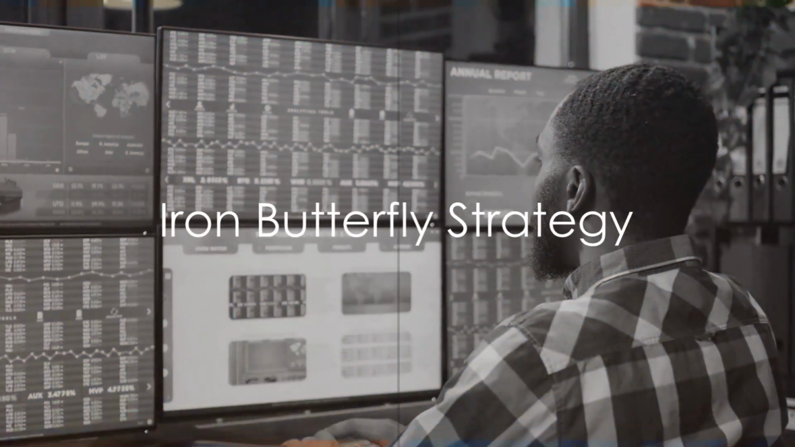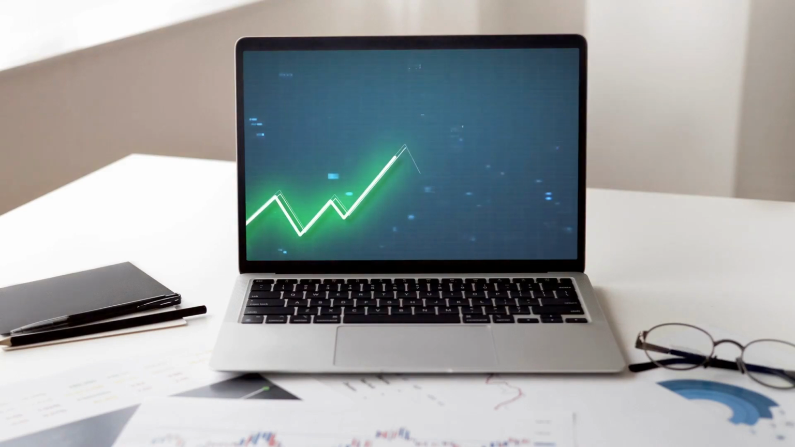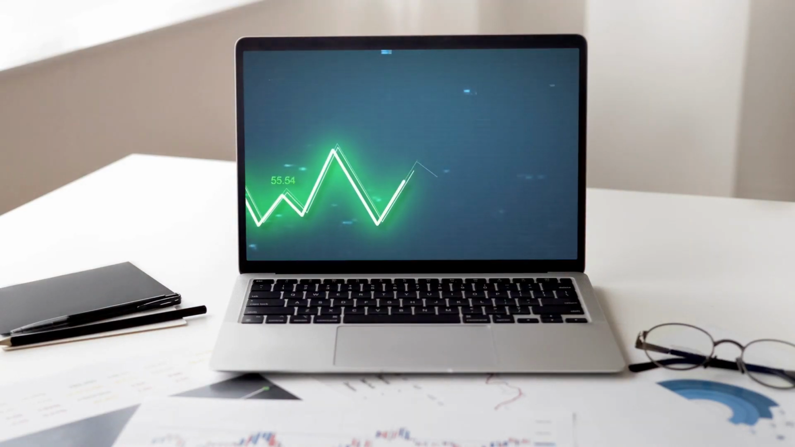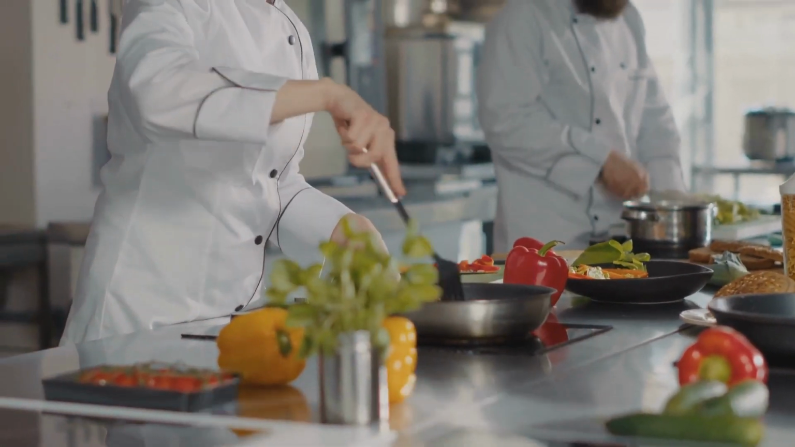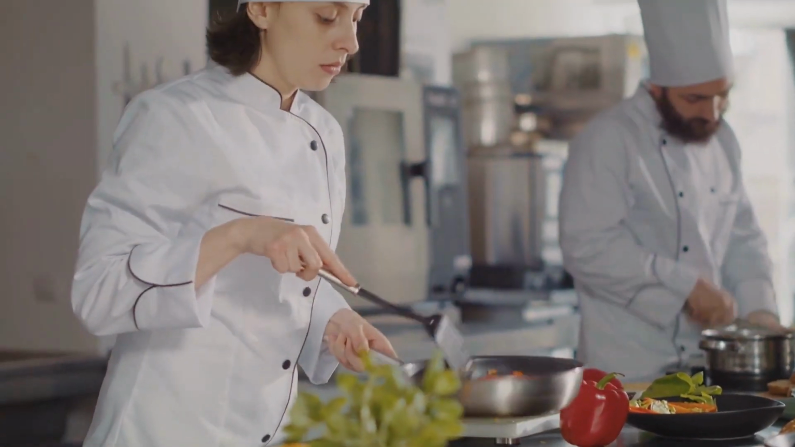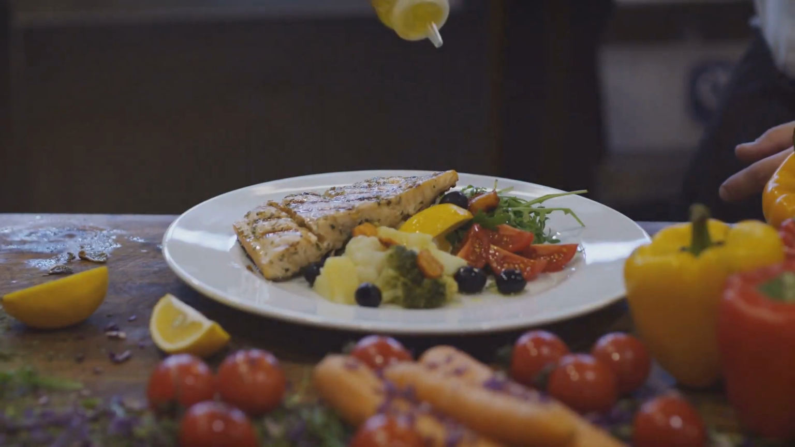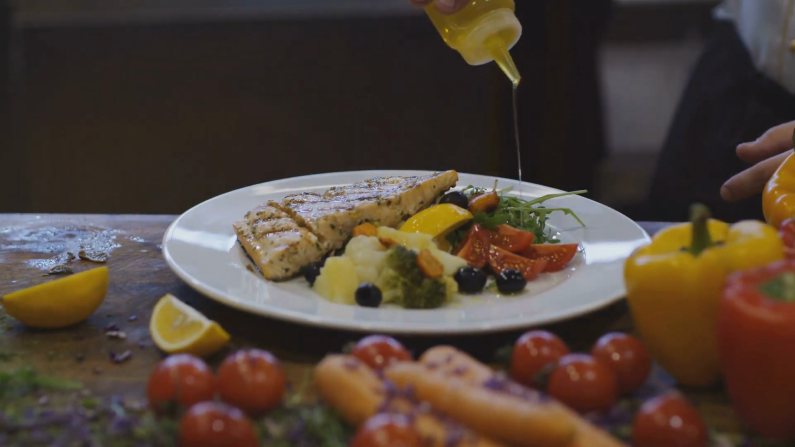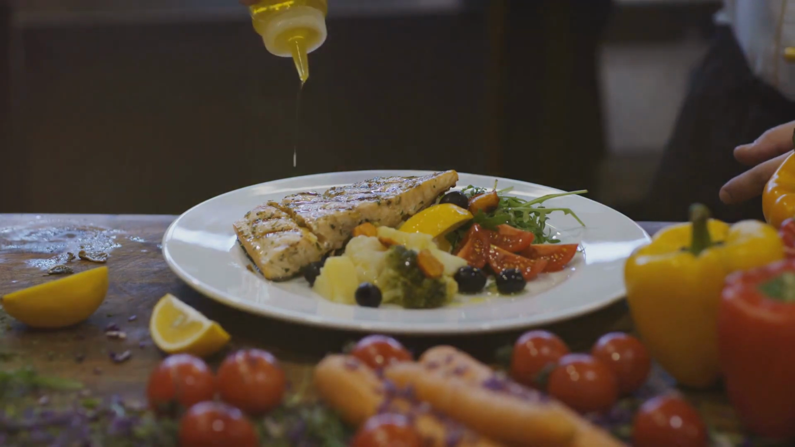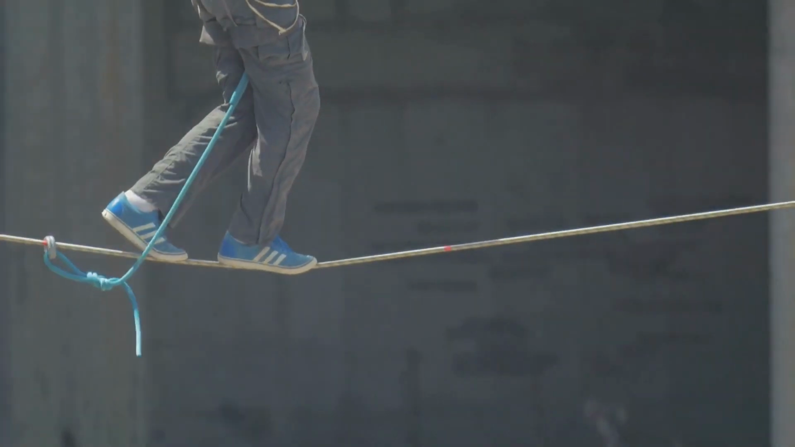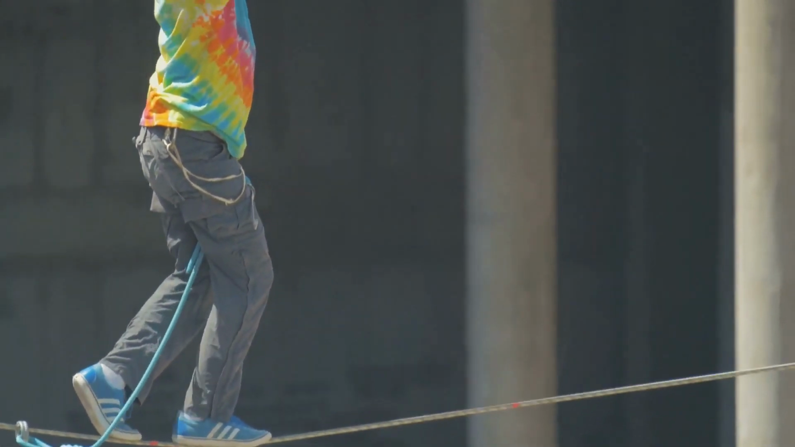Let's start with a more advanced strategy, the iron butterfly. This strategy is a fascinating blend of 2 strategies we've previously touched on, the iron condor and the butterfly spread. It's like a culinary fusion, blending the best of both worlds to create something unique and exciting. In the world of options trading, an iron butterfly is a strategy that involves selling an out-of-the-money call and put, while simultaneously buying further out-of-the-money calls and puts. Picture it as a balancing act, where you're trying to maintain equilibrium amidst the unpredictable movements of the market.